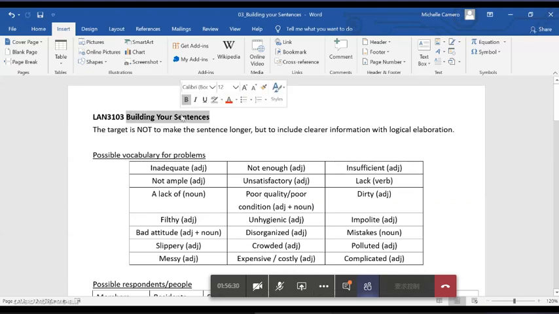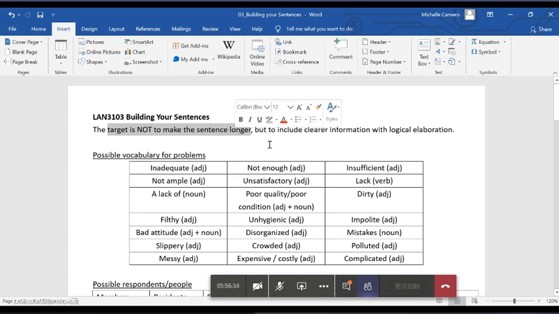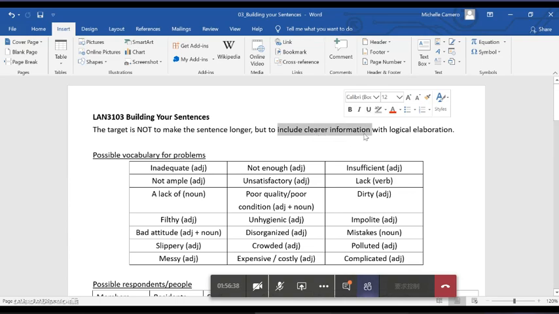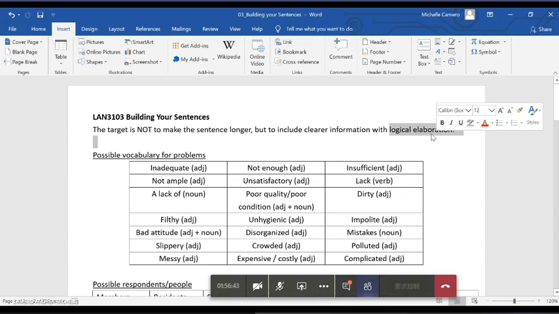Building your sentences. They say that the goal or the target is not to make the sentence longer. What you're trying to do is include information that is clear and easy to understand, and with logical elaboration. Elaboration means you are adding ideas. Logical means that the information you add is suitable for the situation.